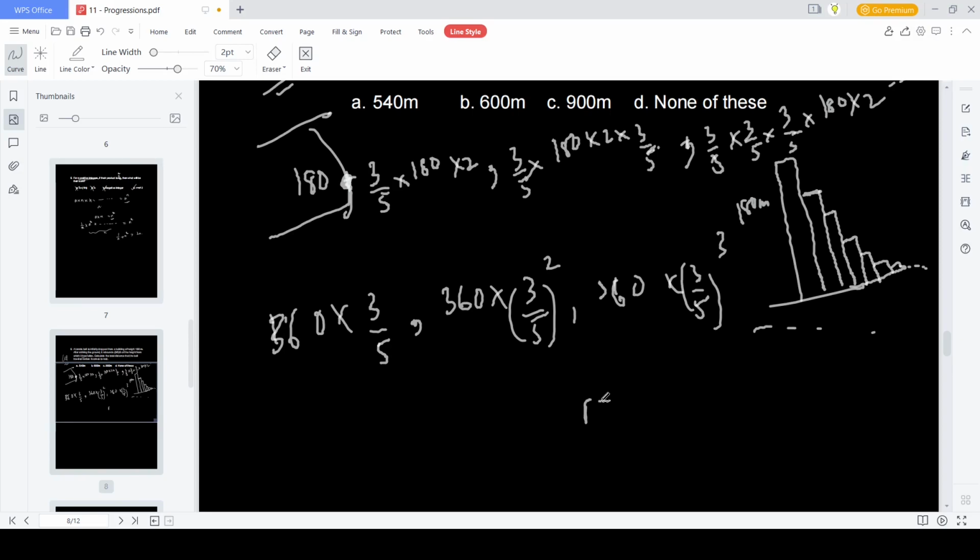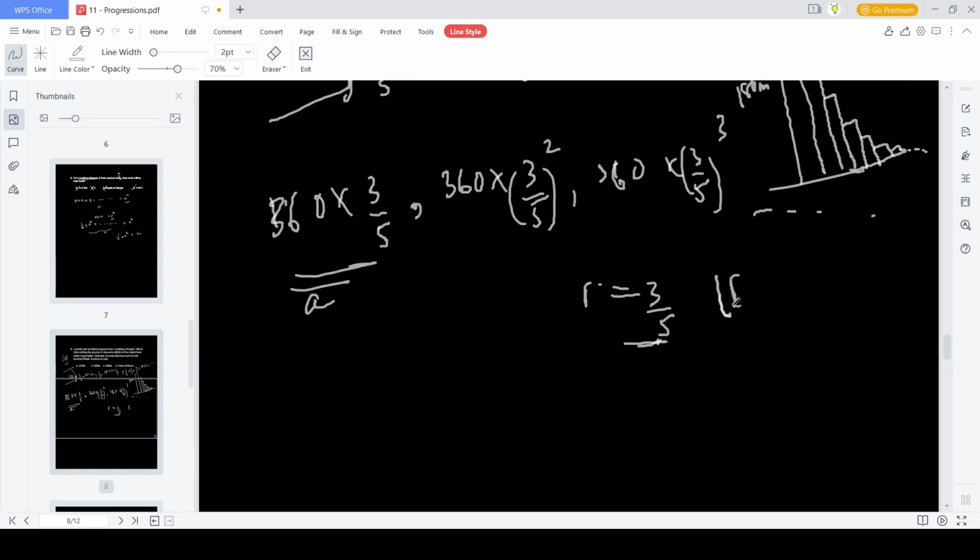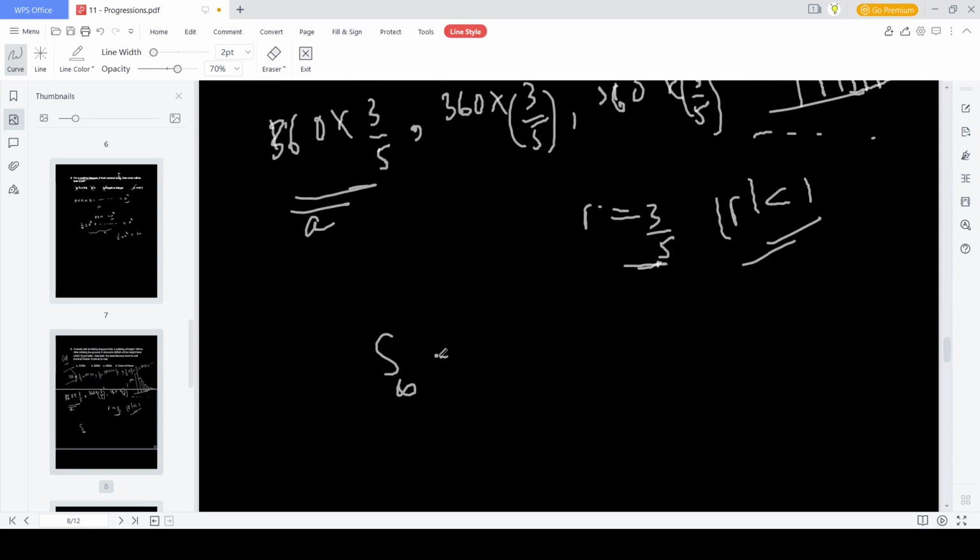Here we can find out that it's a geometric progression. This is the first term a, and r is equal to 3 by 5. So mod r is less than 1, correct? Hence we can write the sum till infinity formula as a by 1 minus r. a is nothing but 360 into 3 by 5, correct? Divided by 1 minus r, which is 3 by 5.